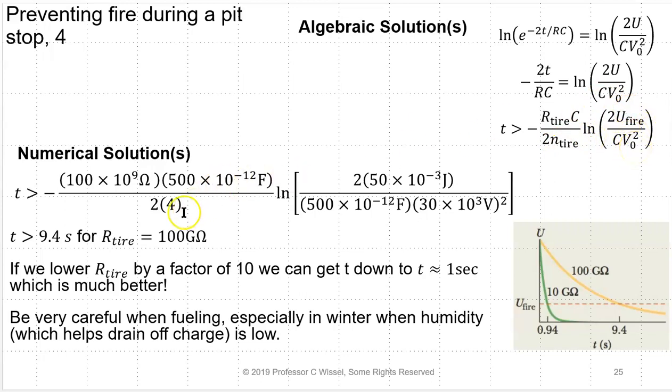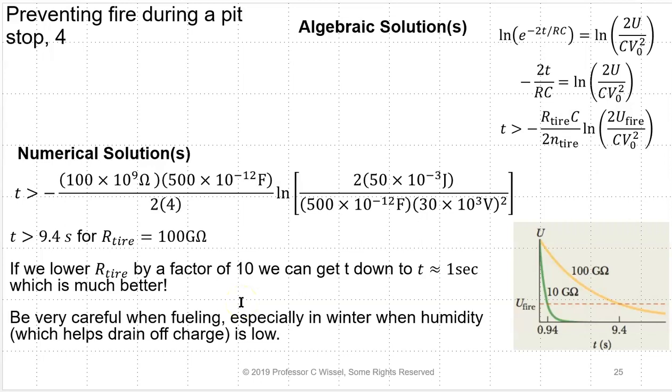Now we can start plugging numbers in. So T is greater than minus 100 times 10 to the ninth ohms, that is the resistance of a tire, times the capacitance, which is 500 times 10 to the minus 12 farads, divided by 2 times 4 tires, times the natural log of this entire quantity here. 2 times 50 times 10 to the minus 3 joules for U fire, divided by the capacitance of 500 times 10 to the minus 12 farads, also divided by the square of the V naught, which is 30 times 10 to the third volts. So this time is greater than 9.4 seconds for a 100 gigaohm tire.